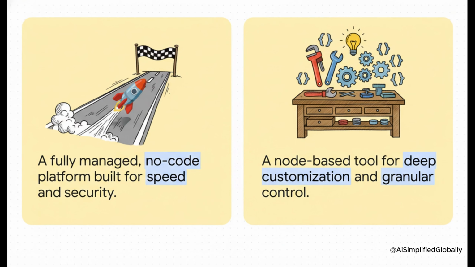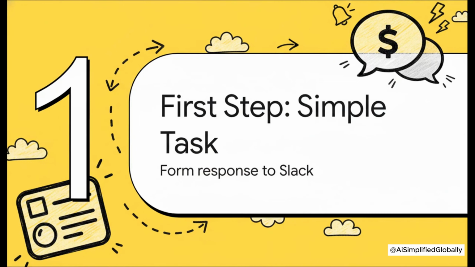And this all stems from two totally different philosophies. n8n is source available, designed for flexibility and self-hosting, giving you the ultimate say over your data and your workflows. Okay, enough with the theory. To really see what this means in the real world, let's start with a super common task, getting a Slack notification every time somebody fills out a form.